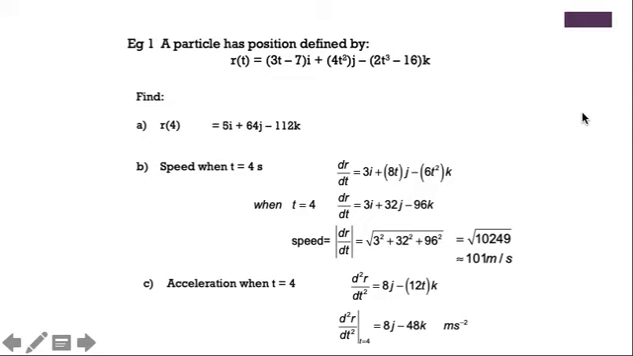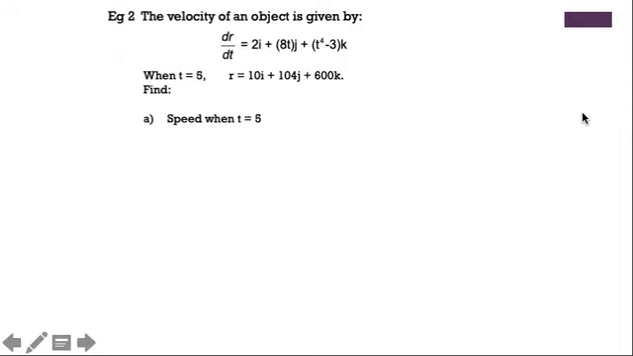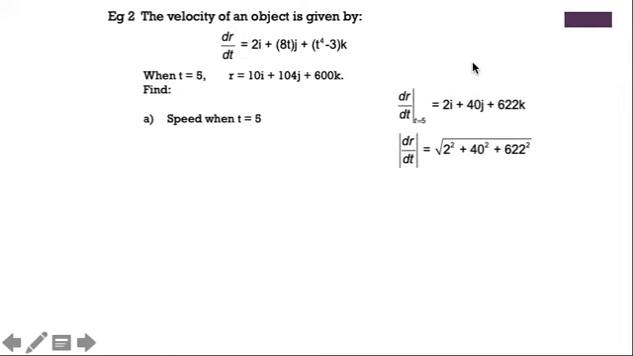All right, one more quick example. So this time we're given the velocity vector. So we've obviously already got the derivative, and we're told when t equals 5, the position vector is 10i, 104j, 600k. So we can find the speed when t equals 5, so obviously just substituting in 5, and remembering speed is the magnitude.